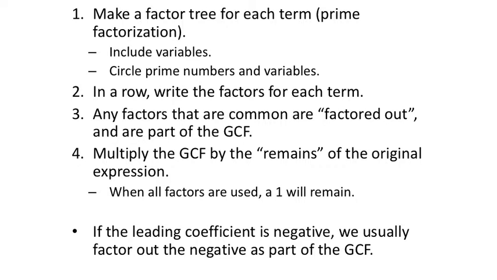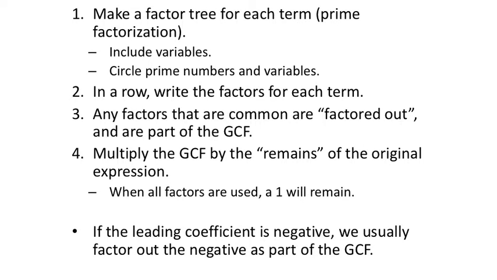All right, so here's what we're going to do. To factor these out, we're going to make a factor tree like I was talking about. We'll include the variables, by the way. And then we'll circle the prime numbers, and, well, I guess the variables too. But then we're going to make that a list of all of the factors, in which, of course, since it's multiplying by the letters, the variables, we include those in the list. We don't know how to factor the variables because we don't know what value they represent. Okay, so then in a row, we'll write the factors for each term.